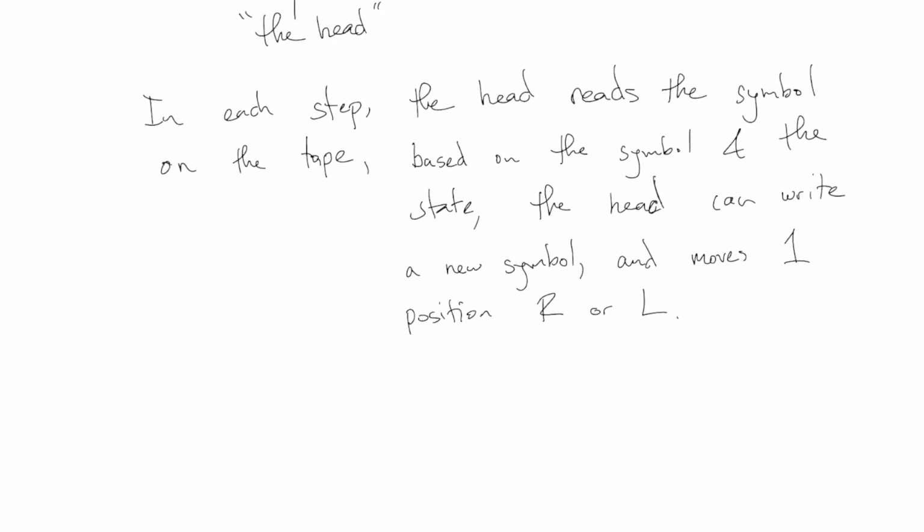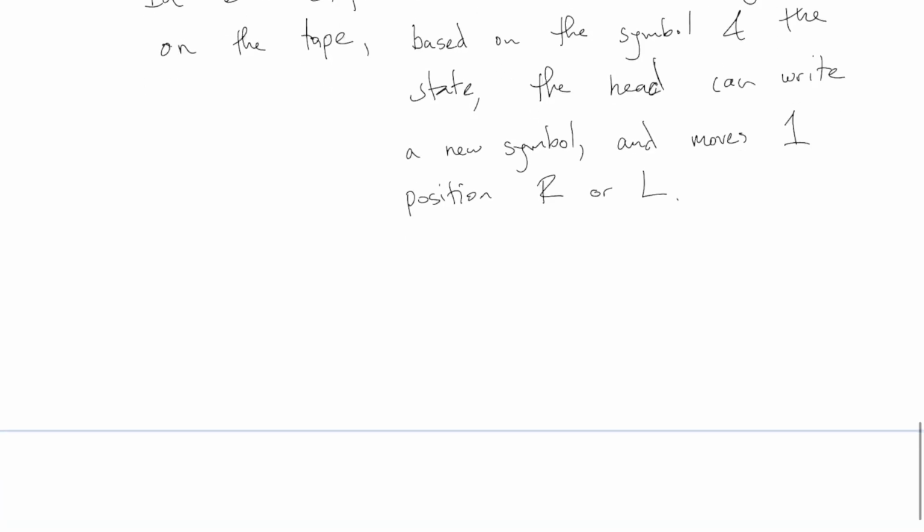In each step, the head reads the symbol on the tape, and based on that symbol, and also based on the state it's in, the head can write a new symbol, and it moves one position to the right or to the left. This is how the Turing machine works. And just, I'll say a little technicality here. Just like on our other machines, a string can be either accepted or rejected.